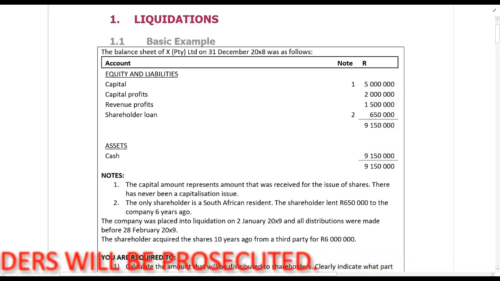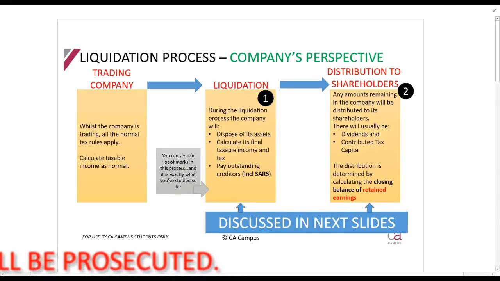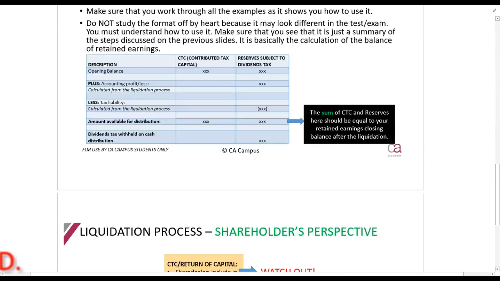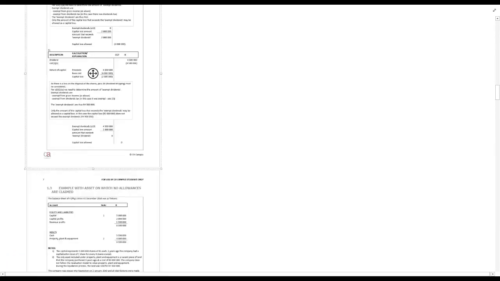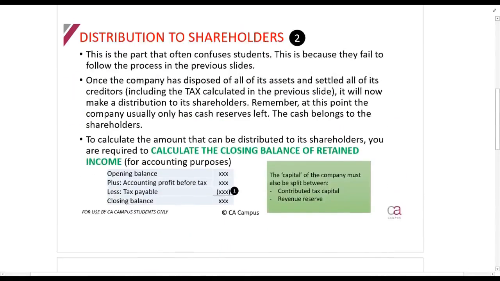Now, you need to understand what your objective here is. Our objective here, during a liquidation, is to dispose of all the assets, calculate the final taxable income, and pay our outstanding credits. That's the first part of our question that we need to be aware of. Okay, that is what we are trying to achieve there.